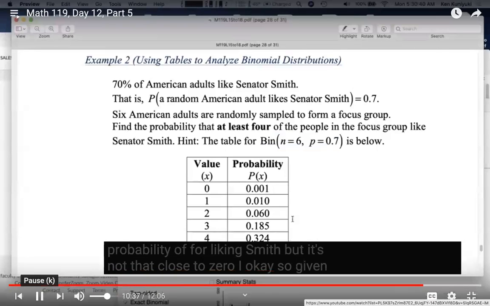Okay, so I need to note, in today's politics, almost no one in America has a 70% approval rating. Maybe Tom Hanks, I don't know.